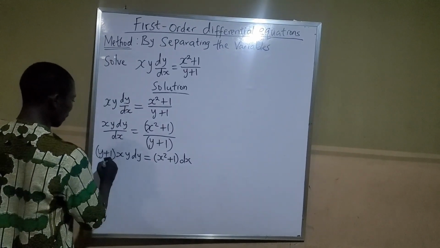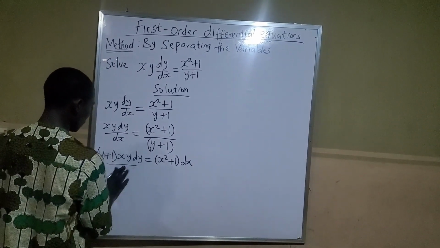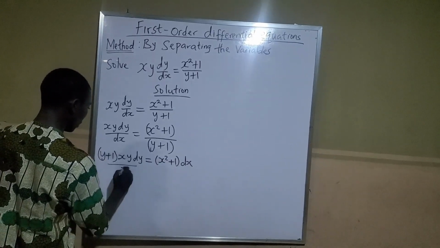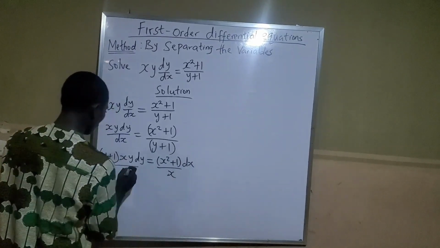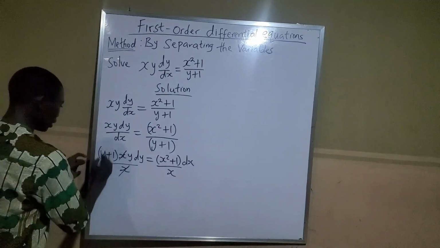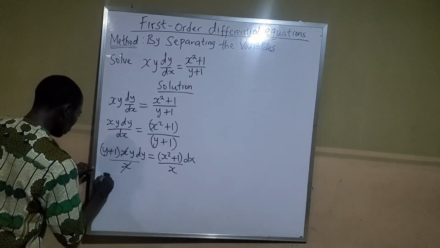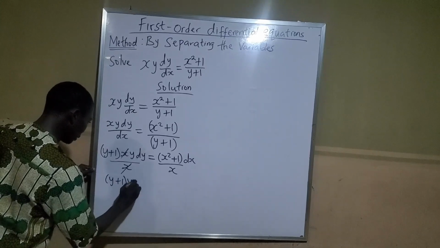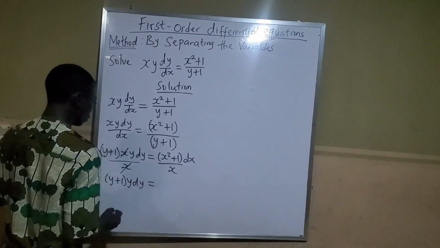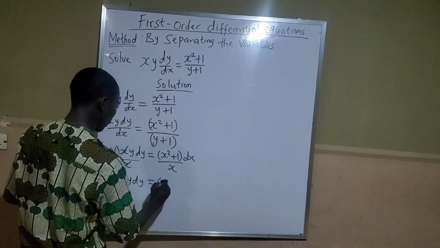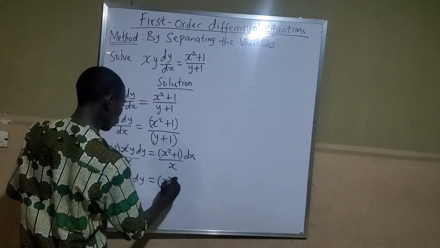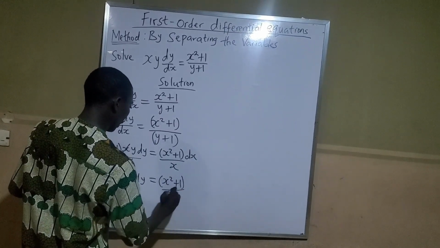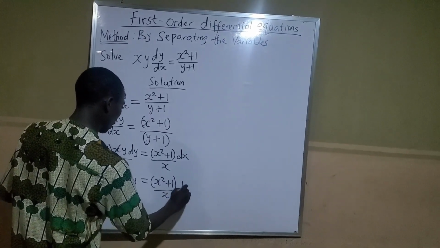How are we going to do it? Is by dividing both sides by what? x. By dividing both sides by x. So this we cancel this, right? Here will be left with what? y plus 1 dy equals to, at the left we have x squared plus 1 all over x, everything into the dx, right?